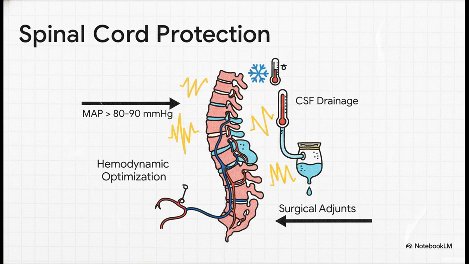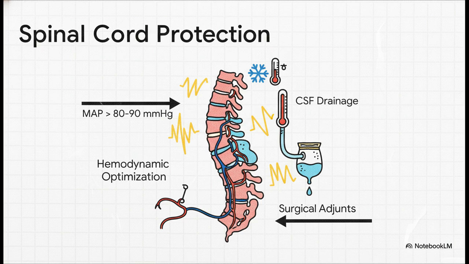Think of the spinal cord perfusion pressure, or SCPP, as a simple equation. SCPP equals MAP minus CSF pressure. This beautifully explains our second strategy, cerebrospinal fluid drainage. We place a lumbar drain to remove CSF, which directly lowers the CSF pressure. So, by raising the MAP and lowering the CSF pressure, we are maximizing that perfusion gradient from both ends.